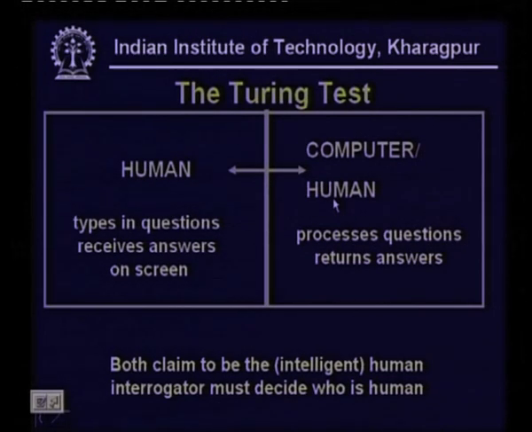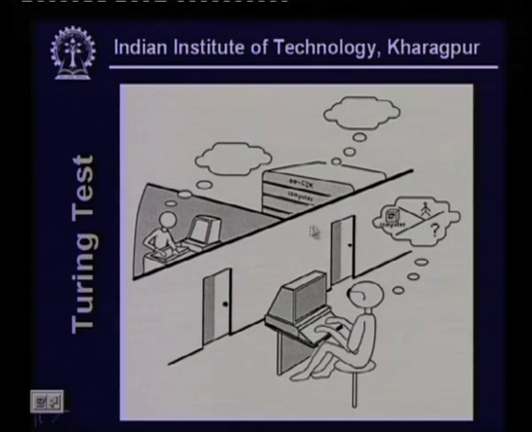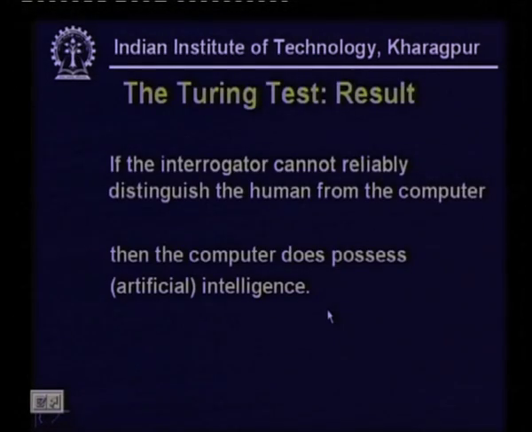And it's the task of the interrogator to decide who is human. So this is a schematic diagram of the Turing test. This is the interrogator sitting in front of the terminal. This is a walled room. The walled room may contain either a human or a computer, and the interrogator has to decide whether what is inside is a computer or a human being.